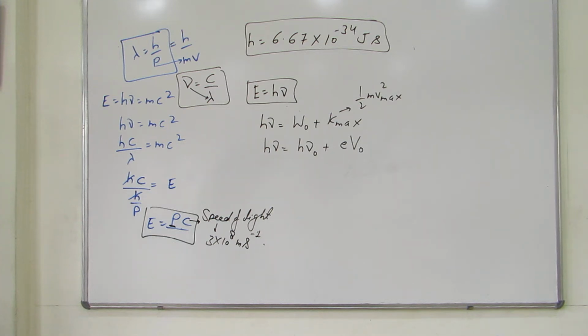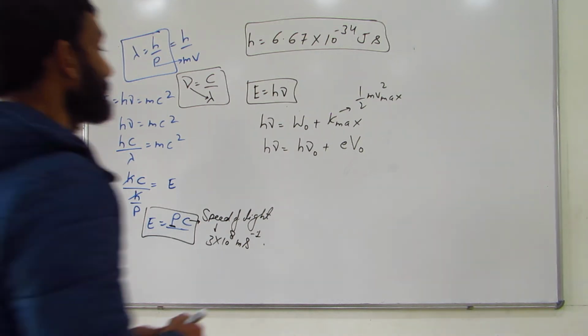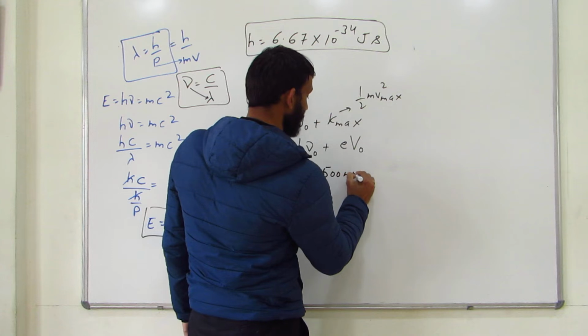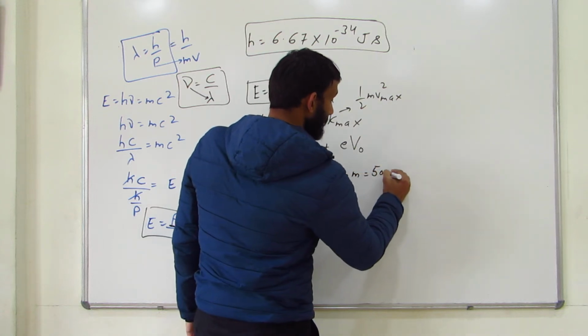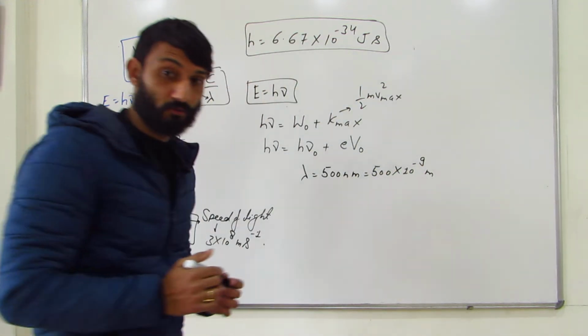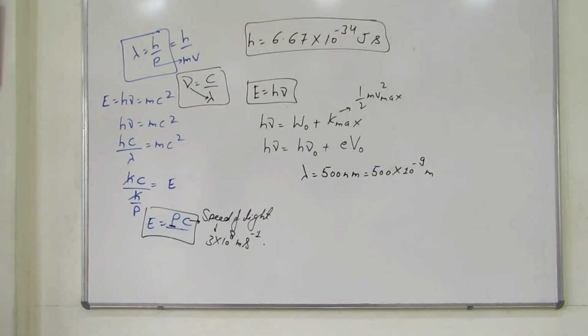So the first question is, calculate the momentum of a photon. You have to calculate the momentum of a photon of green light of wavelength lambda is equal to 500 nanometer. So wavelength is given, lambda is equal to 500 nanometer. So nano means 500 into 10 to the power minus 9 meter. This you have to do, right?